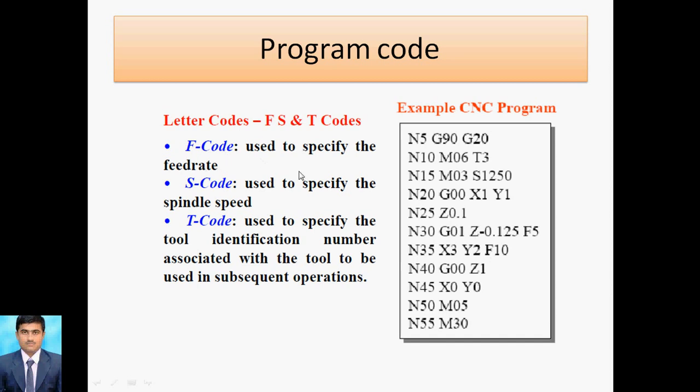This F code indicates the feed rate. F10 is called a feed rate. The S code is called spindle speed. And the T code is associated with tool change. According to the subsequent operations, we can change the number of tools; that is called the T code.